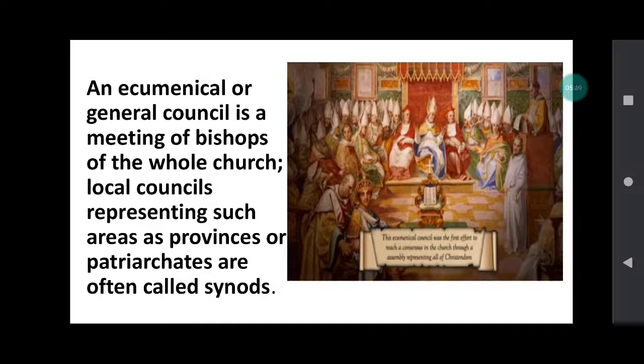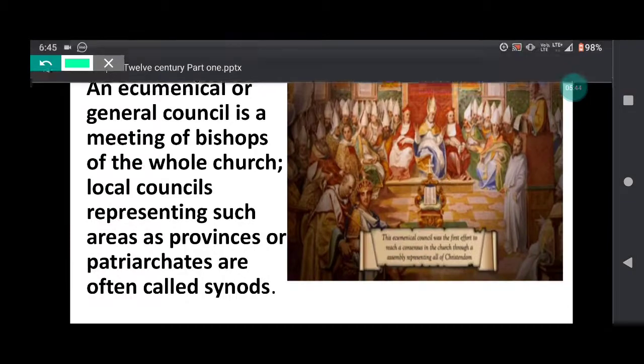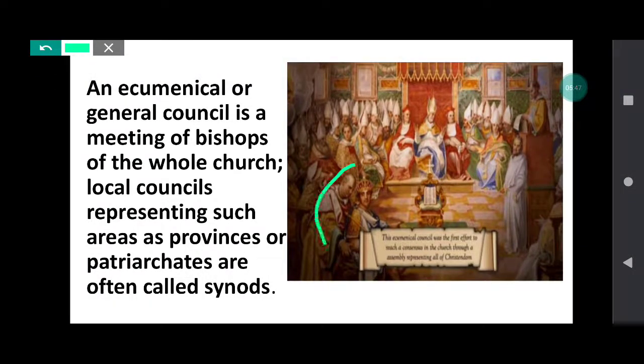So for that reason, the emperor, you can see in the picture, sitting out here, took the initiative to call a council, so that there should be a consensus between all of them. This ecumenical council or general council is, in simple language, called a synod. In a synod, it is the meeting of bishops of the whole church. The empire is so big that in every part there are different bishops, like in Greece there is a different bishop, and in Turkey there is a different bishop, and there are separate churches also.